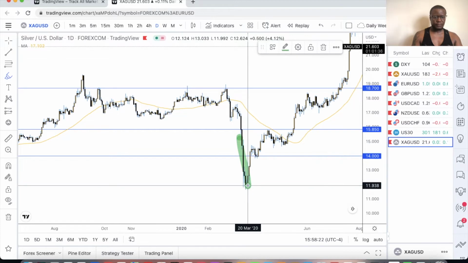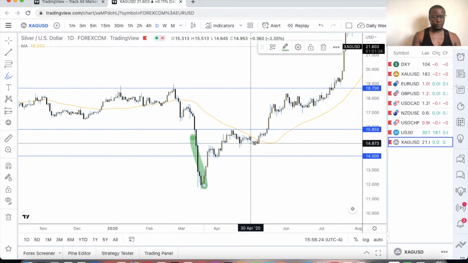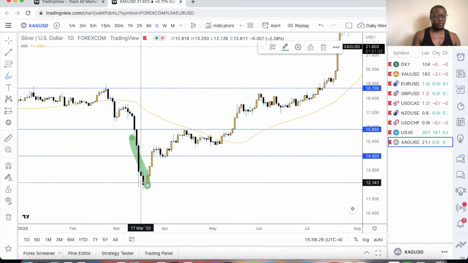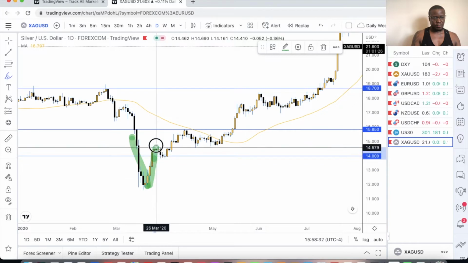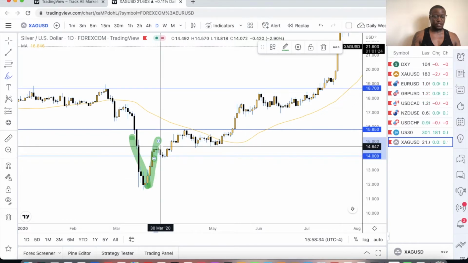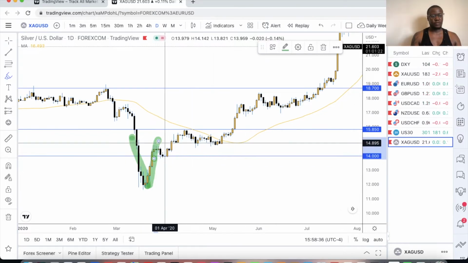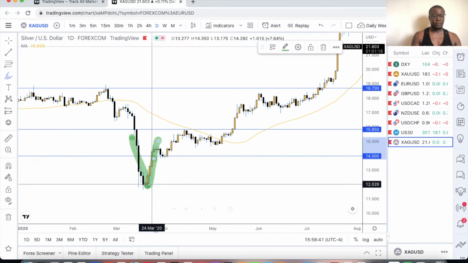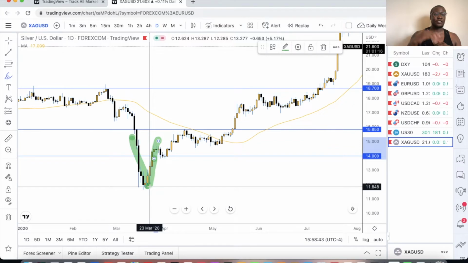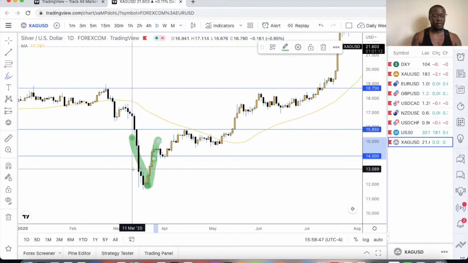Price came down. And then we had a pullback, but there was no retest. It pulled right back above the major support level. Well, resistance level was turned support. So resistance turns support, and support always turns resistance. That's something to remember as well.